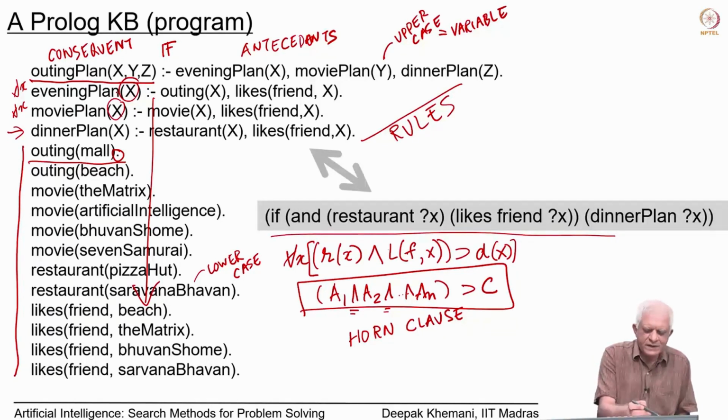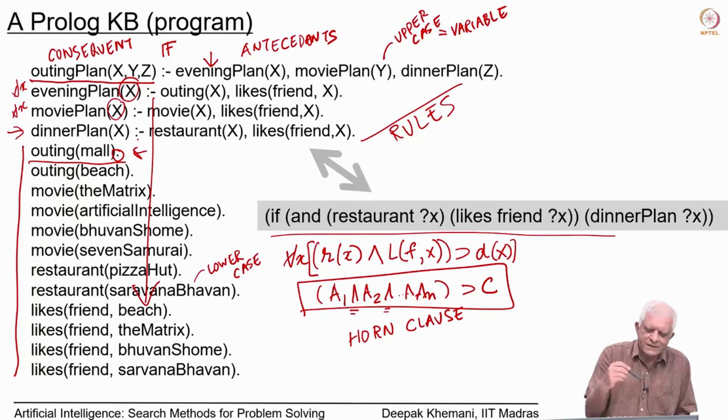So, in this particular example, if you are querying whether there is an outing plan, then the sub query is: is there an evening plan? That is the first subquery. Prolog takes up the first subquery and goes into that. Then it says that okay, you have an evening plan if you have an outing X and if your friend likes X. Then it goes to the outing. The first outing it looks for is mall. Then it asks whether your friend likes the mall and so on.